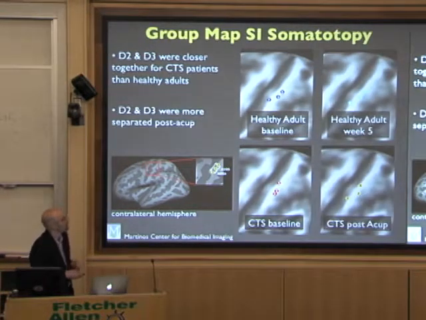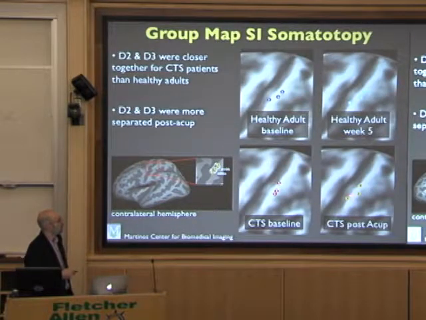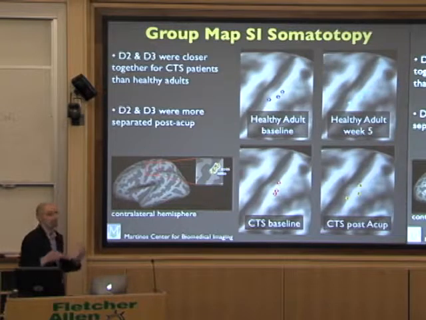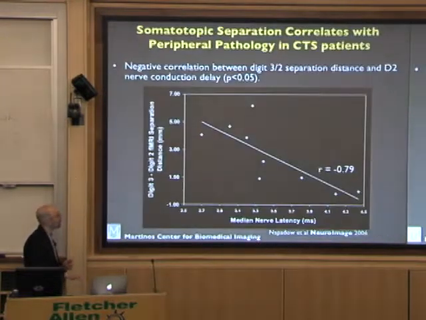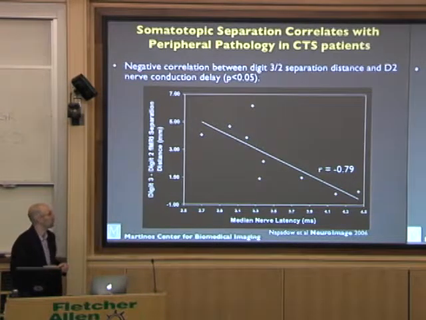And what we found is that after this 5-week period, the healthy adults still have a relatively nice separation of these fingers, as you would expect. And in the CTS patients, we definitely get more separation of these fingers after improved symptomatology and after the acupuncture therapy. So we then look to see if there are any correlations between this.